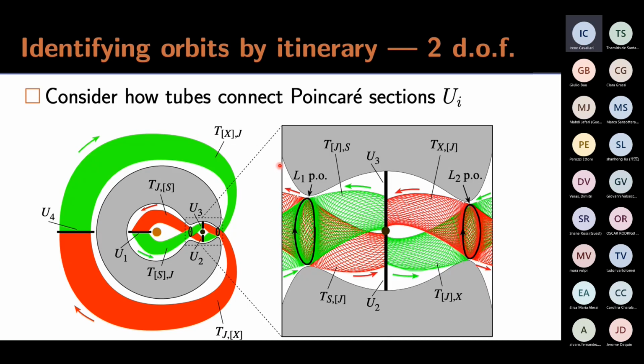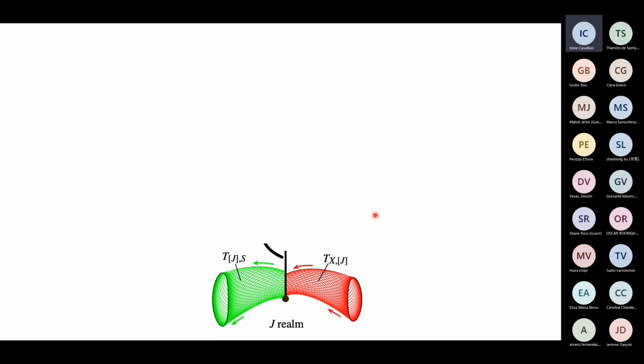And just zooming in, we could label all of these tubes appropriately. This one up here is a tube that's in the J region and is going to the S region. So an initial condition which is inside the boundary here of the tube will exactly do that in the short-term itinerary. So if we want to create XJS, we need to look at these two and look at their intersections. So this is coming from the X realm and going to the J realm, and then this is currently in the J realm and going to the S realm.